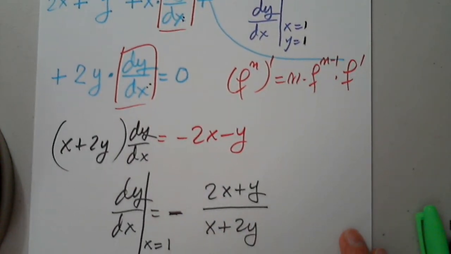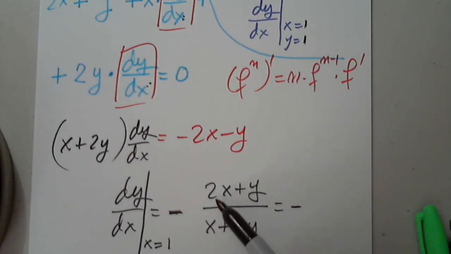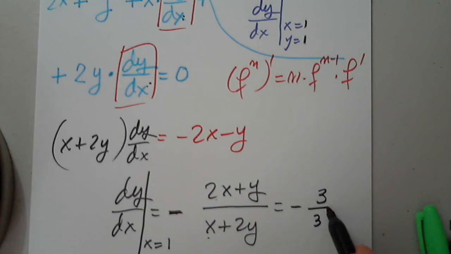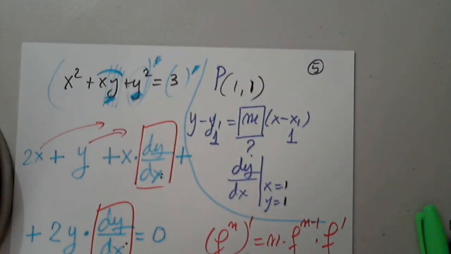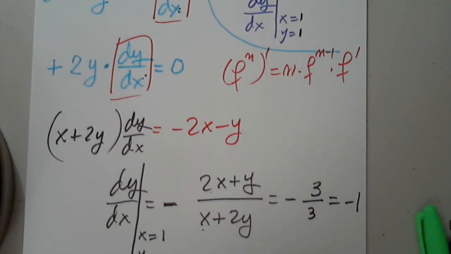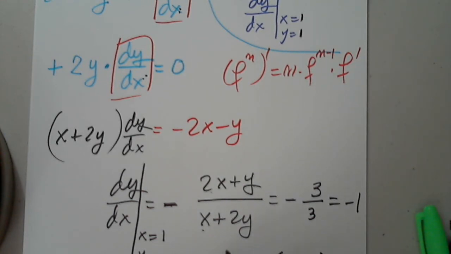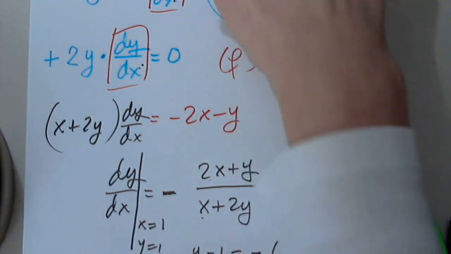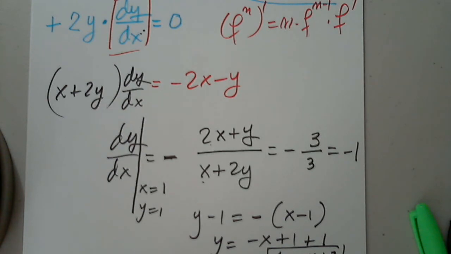Okay, so negative 2 plus 1 is negative 3... over 1 plus 2 is 3. Negative 1. So then I have finally the slope is negative 1. So y minus 1 equals negative (x minus 1). So negative x plus 1 plus 1. So I get y equals negative x plus 2. This is the equation of the tangent line to the graph of the equation we were given at the point 1, comma 1.